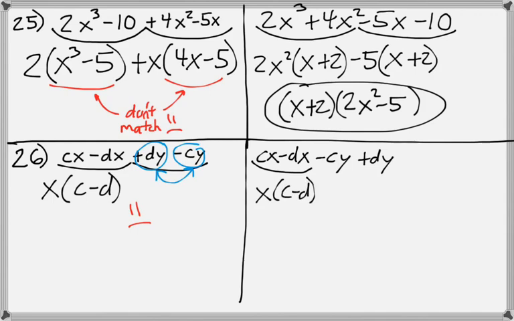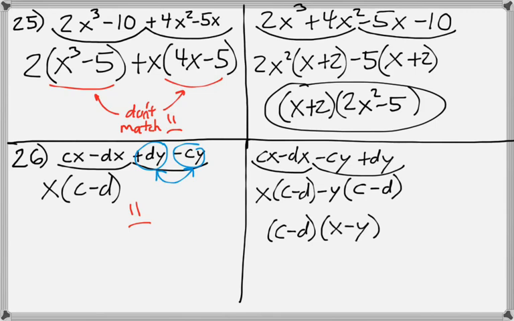And I want to take out a y. I also want to take out a negative because I have this negative sign here. So let's take out a negative y, and that will leave me with a positive c and then a negative d. So then the c minus d's match. So c minus d, whatever's in parentheses, becomes one of your factors. Whatever's outside your parenthesis becomes the other factor. And that'll be your answer.